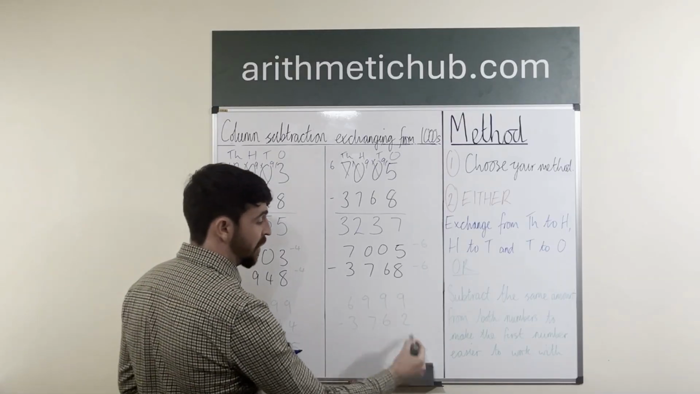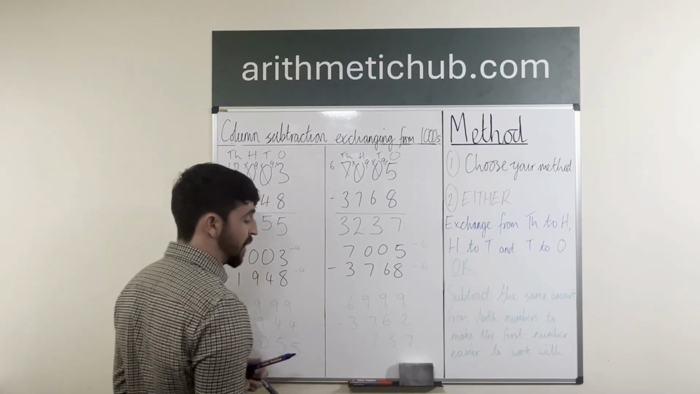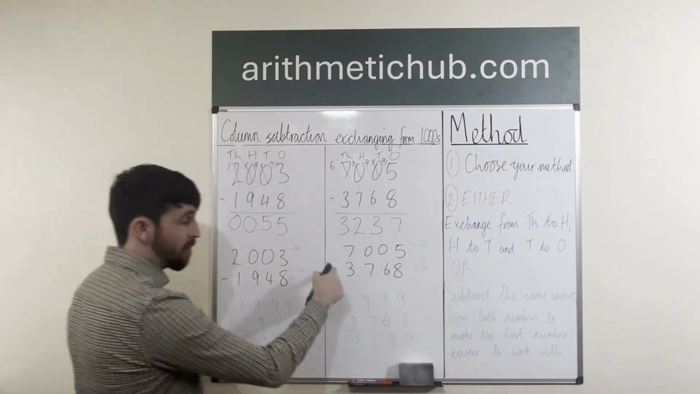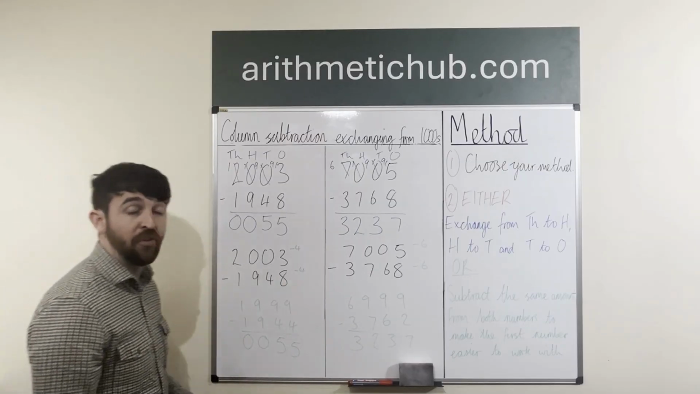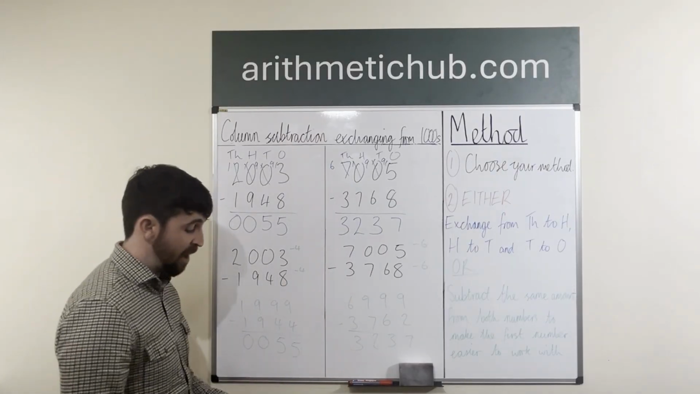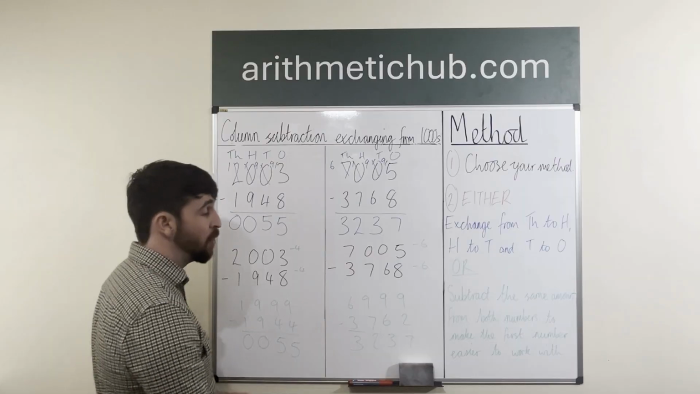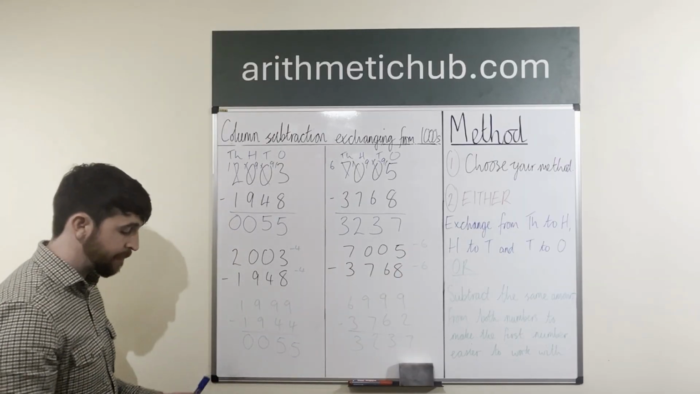9 take away 2 is going to give you 7. 9 take away 6 is going to give you 3. 9 take away 7 is going to give you 2. 6 take away 3 is going to give you 3. Both of them give the same answer, but it's completely up to you which method that you choose. Whichever one works best for you, whichever one you think is the easiest. Just make sure when you're doing this method, you take the same away from each side, okay?